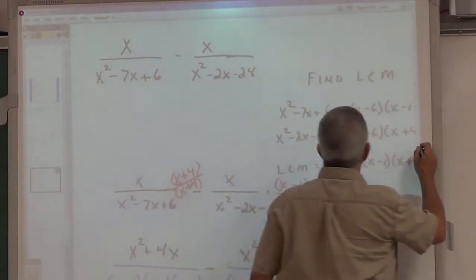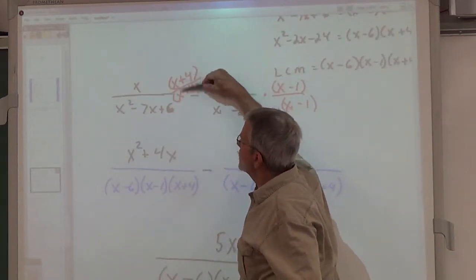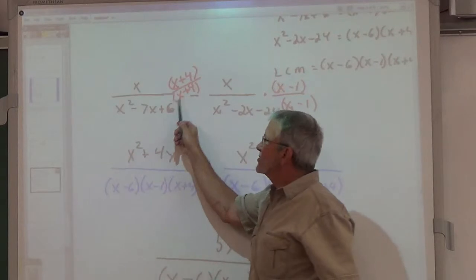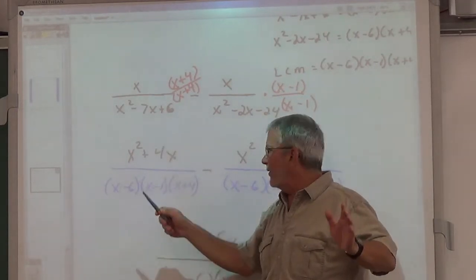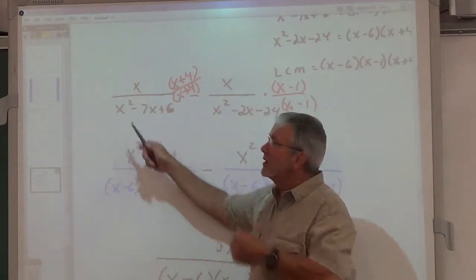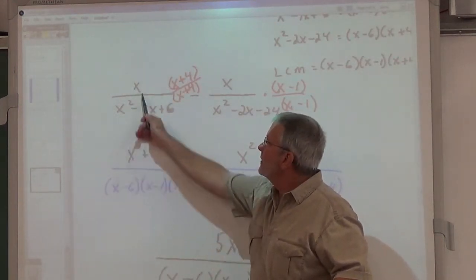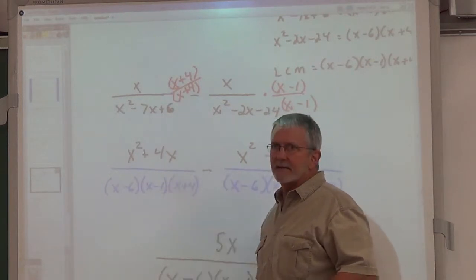Here we go, right here. Here's my x plus 4 over x plus 4. This is 1. I'm not going to multiply out the bottom. I don't have to. That'd be ridiculous. I'm going to leave the bottom like this, but I am going to multiply x times x plus 4, which is going to be x squared plus 4x.